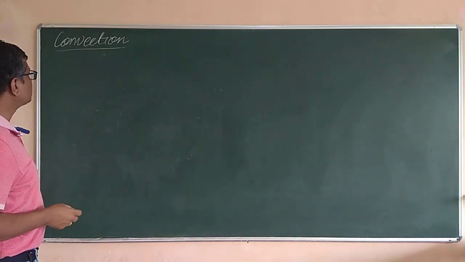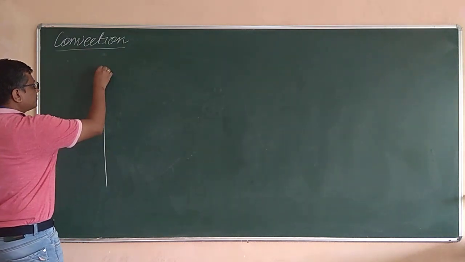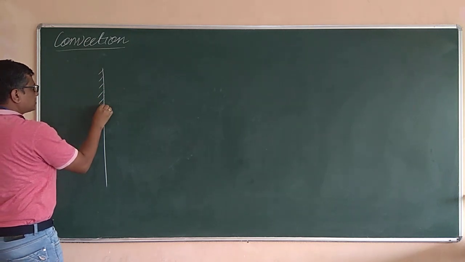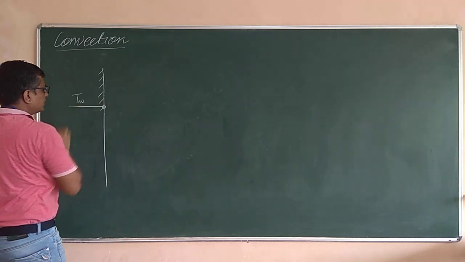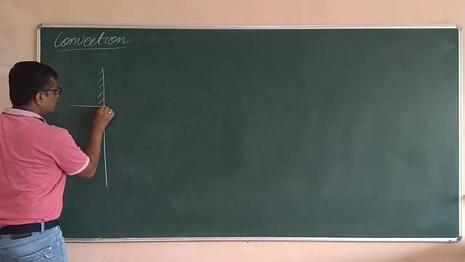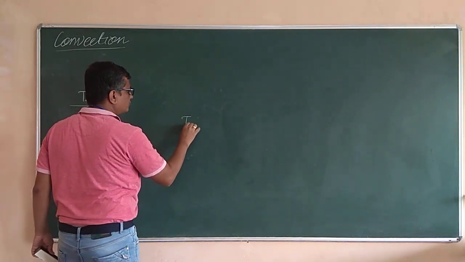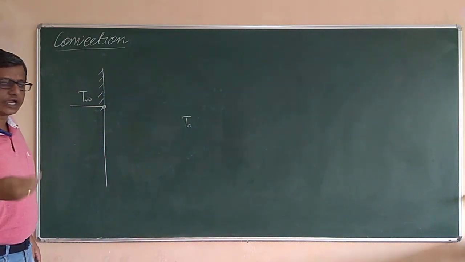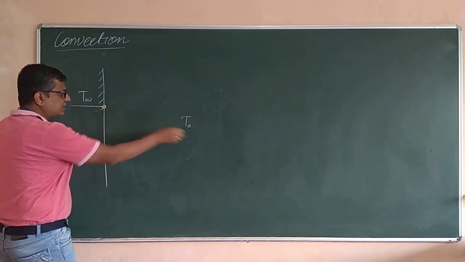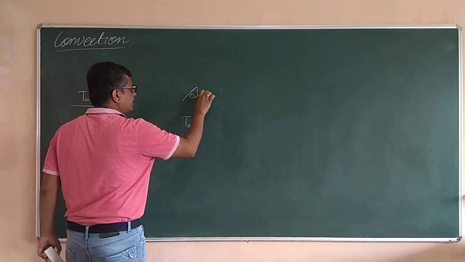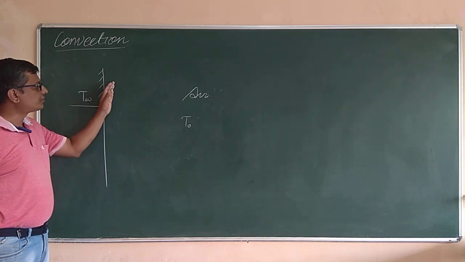Now let's talk about one more phenomenon in heat transfer. Say I take a solid surface, say this is the solid surface, and the temperature of this solid surface is TW. TW is the temperature of this solid wall, and the surrounding room temperature is, say, TO. TO is the atmospheric temperature. Now if you observe the air molecules here, considering the fluid to be air, the fluid here will get heated and start to move up.